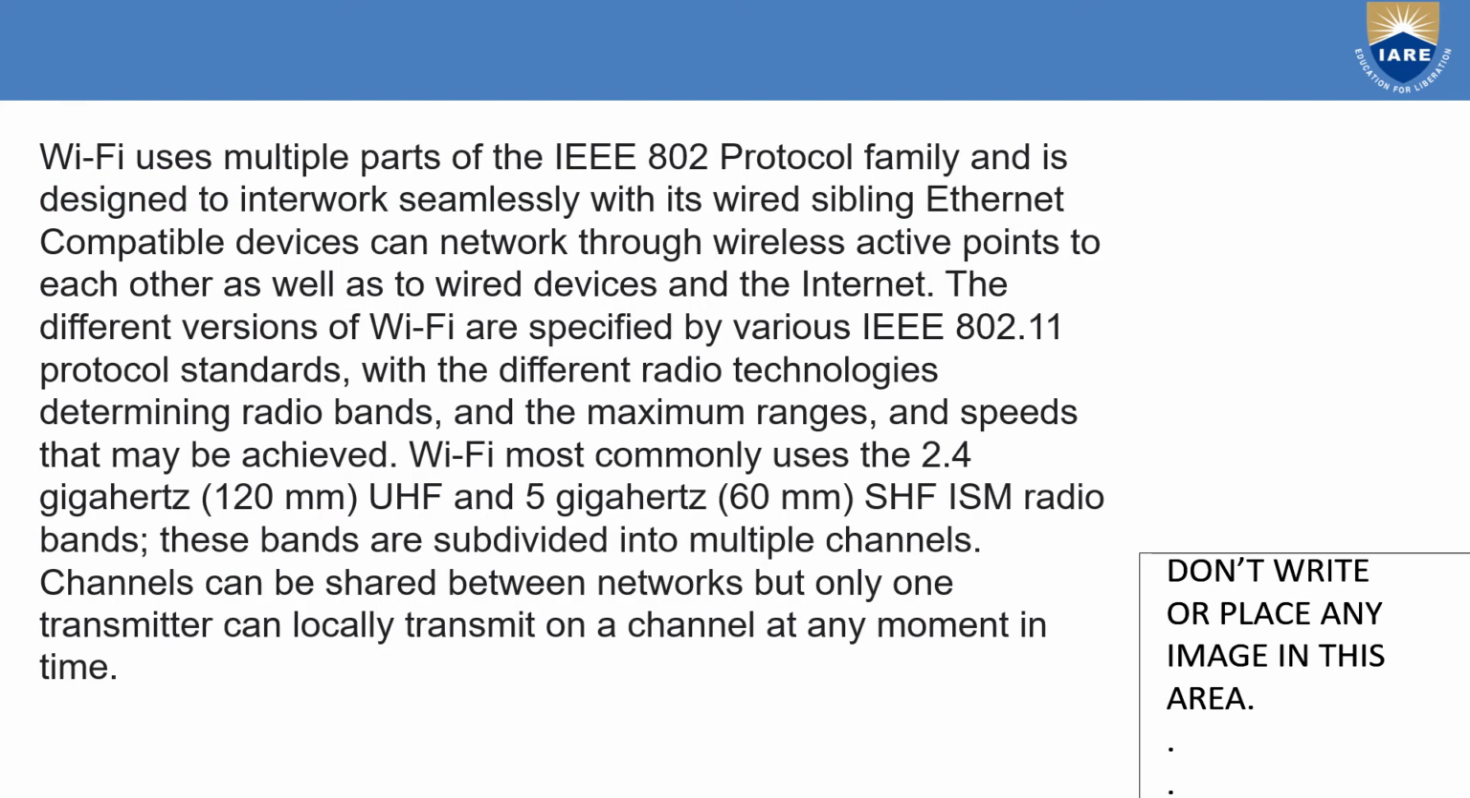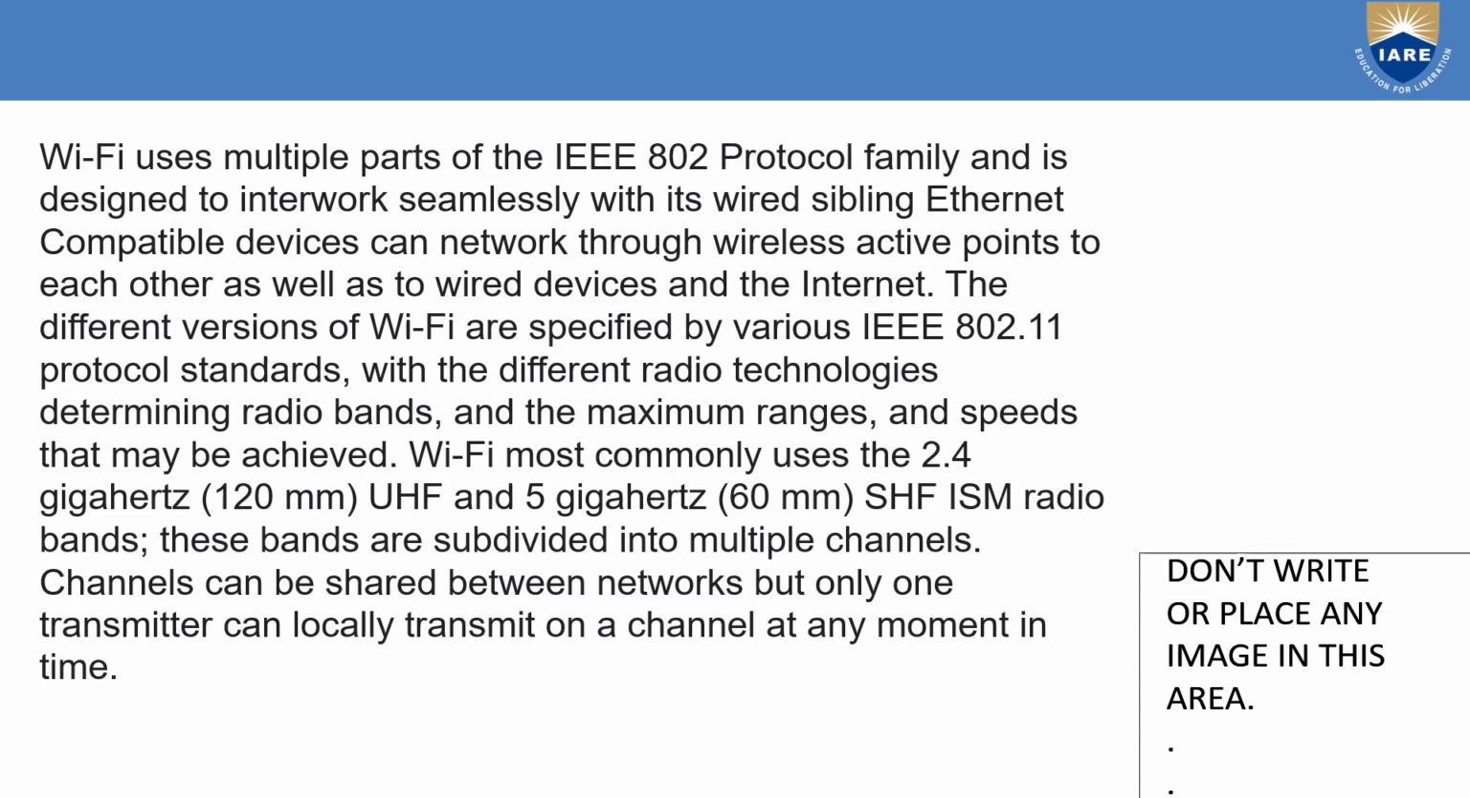Wi-Fi uses multiple parts of the IEEE 802 protocol family and is designed to interwork seamlessly with its wired sibling, Ethernet. Compatible devices can network through wireless access points to each other as well as to wired devices and the internet. The different versions of Wi-Fi are specified by various IEEE 802.11 protocol standards, with the different radio technologies determining radio bands and the maximum ranges and speeds that may be achieved.